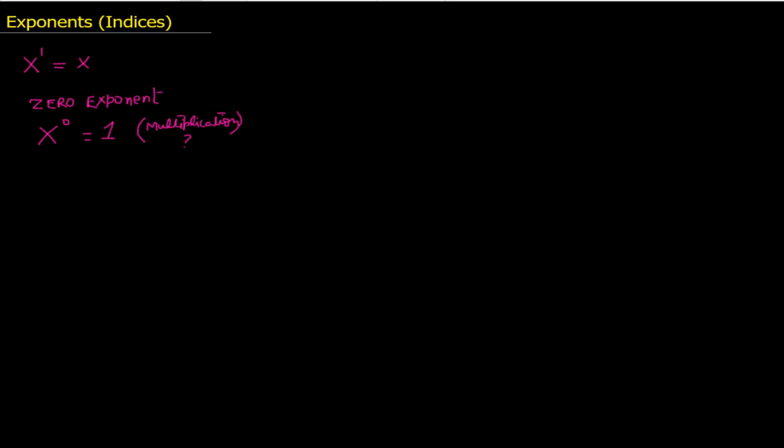There is one exception, which is 0 raised to the power 0. This is not defined. This is an undefined number, and you will find it out when we do the multiplication. So a 0 exponent is always 1, with an exception of 0 itself.